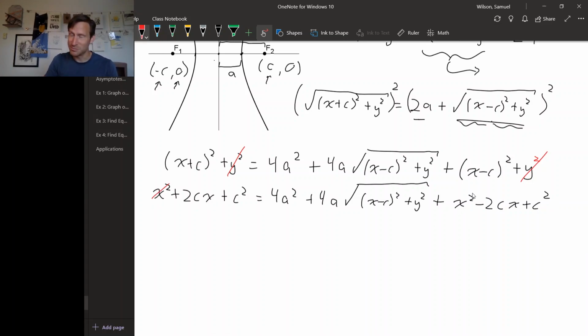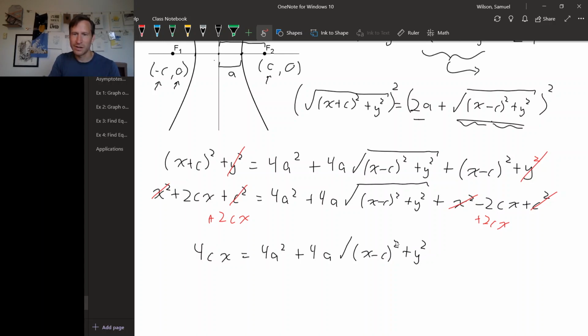And then we can subtract x² from both sides. That gets rid of these. And then subtract c² from both sides. That gets rid of these. And then add 2cx to both sides. And that's going to move this minus 2cx to the left. So now we have 4cx equals 4a² + 4a times the square root of (x − c)² + y².